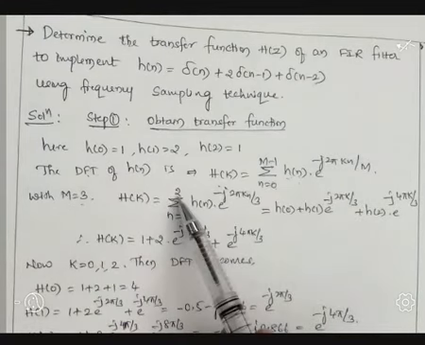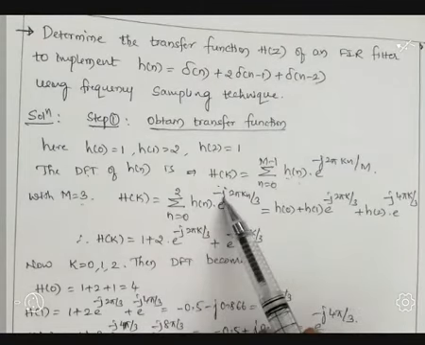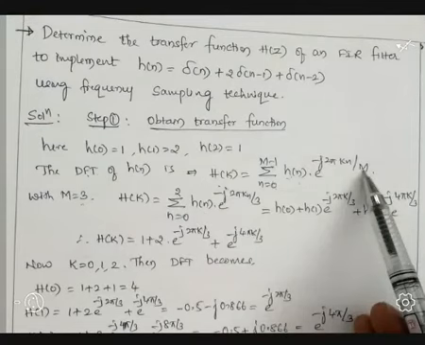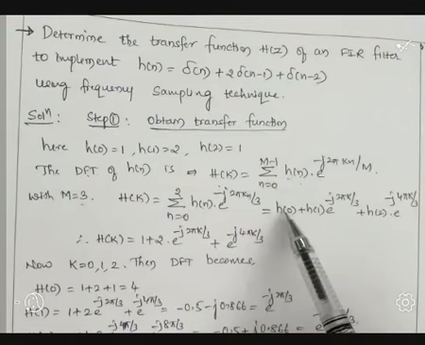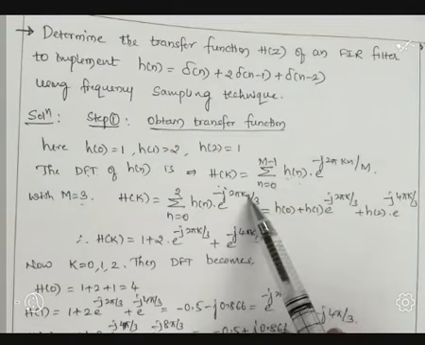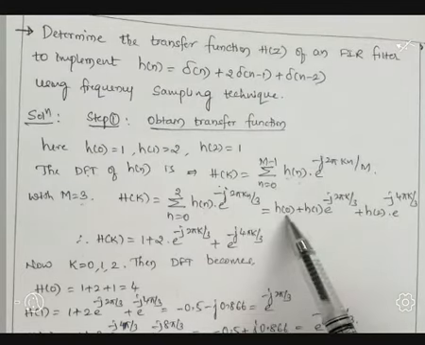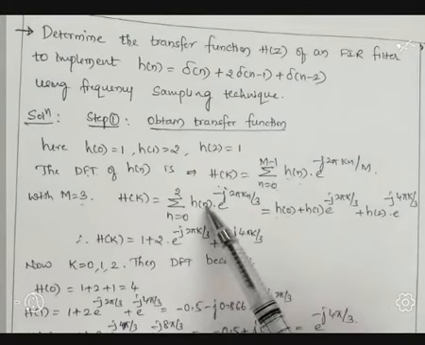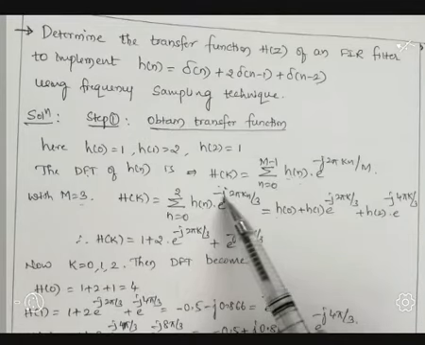H of k equal to summation over the limits n equal to 0 to 2 of h of n e to the power minus j 2 pi kn by 3. Substitute n equal to 0, meaning h of 0. Wherever n is there, substitute 0. It becomes e to the power 0, which is 1, hence we only get h of 0. Next, go for n equal to 1: h of 1 multiplied by e to the power minus j 2 pi k by 3.